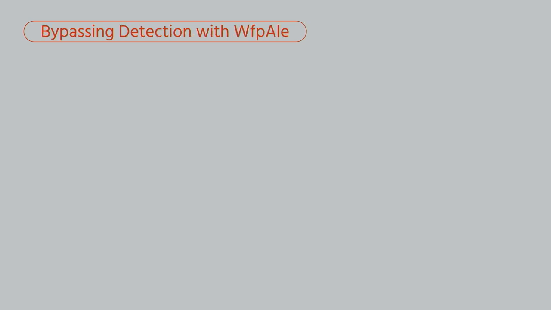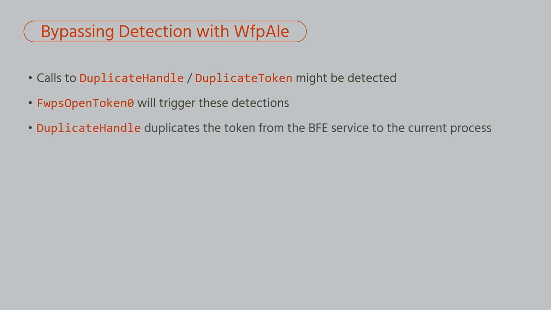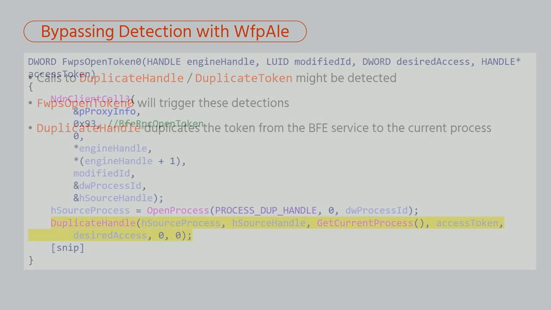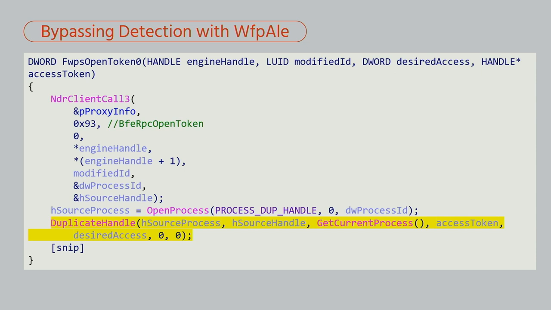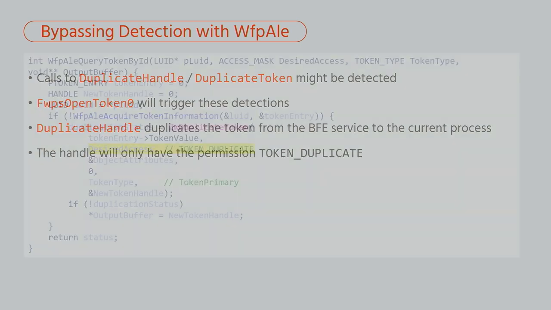Another benefit for sending the device IO request directly is avoiding detections. Like I said before, specific calls to duplicate handle or duplicate token might be detected if they return the token of NT AUTHORITY\SYSTEM to a process with lower privileges. And using the RPC client will trigger those detections. This is why. We duplicate the handle to the token from the BFE service to the current process here at this point. And the only permission we can have for it is token duplicate, because that's how it is set in the driver. We can see it right here.